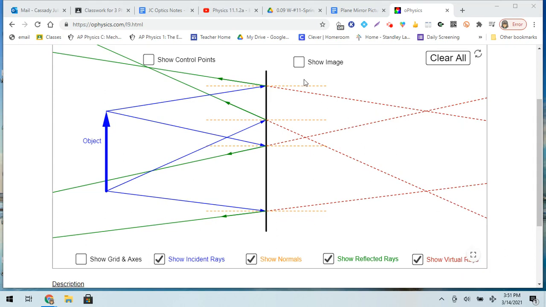I'm going to get rid of me for a minute there. And if I show my image, it's going to form right here. So right where those rays meet. So the image is inside the mirror the same distance that my object is in front of it. And there's a link to this so that you can take a look at it on the main page.